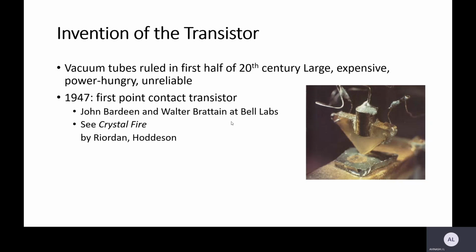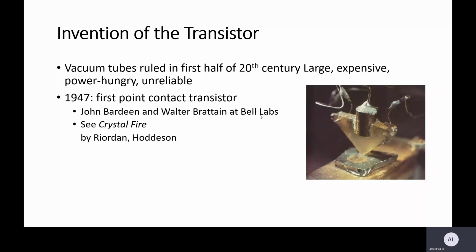Today we'll discuss a brief history of the transistor. First, we'll discuss the invention of the transistor. Vacuum tubes ruled the first half of the 20th century: large, expensive, power-hungry, and unreliable. They were very large in size, very expensive, required more power, and their reliability was very low.